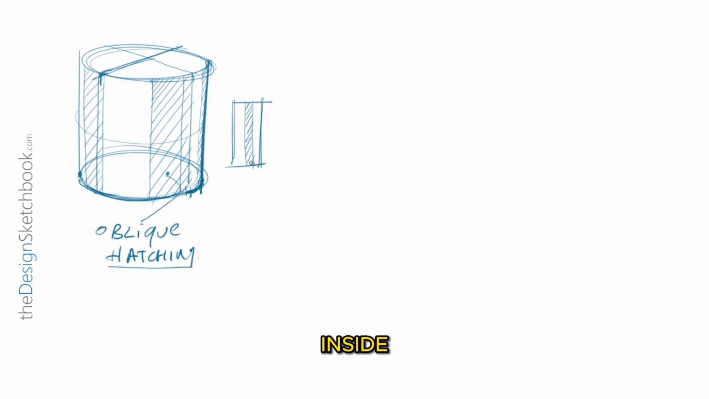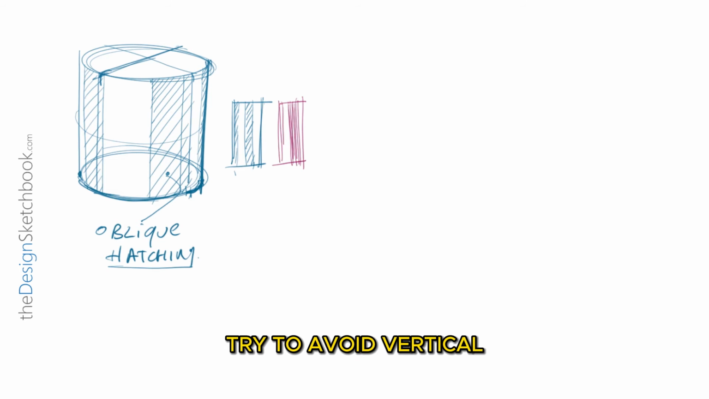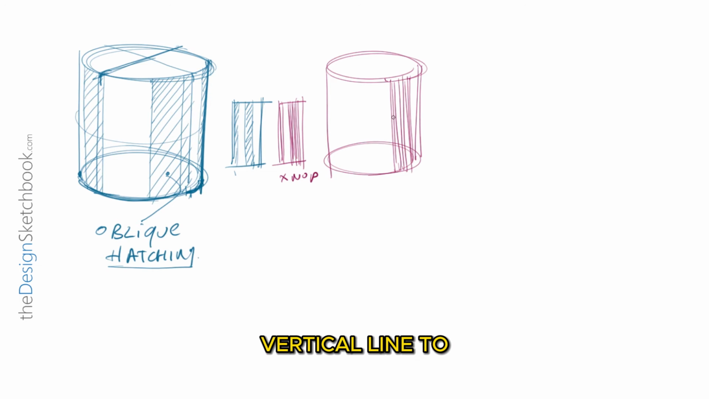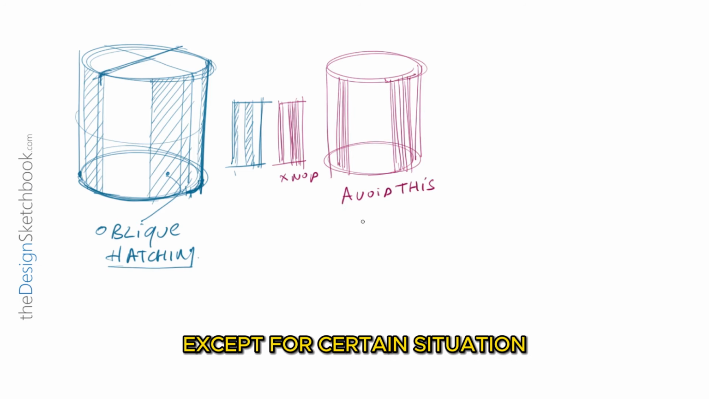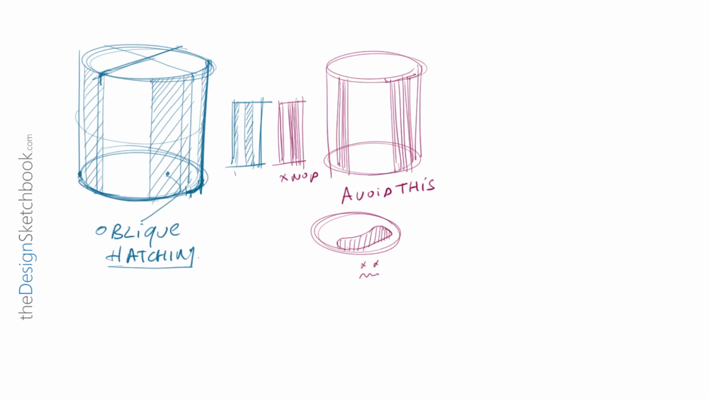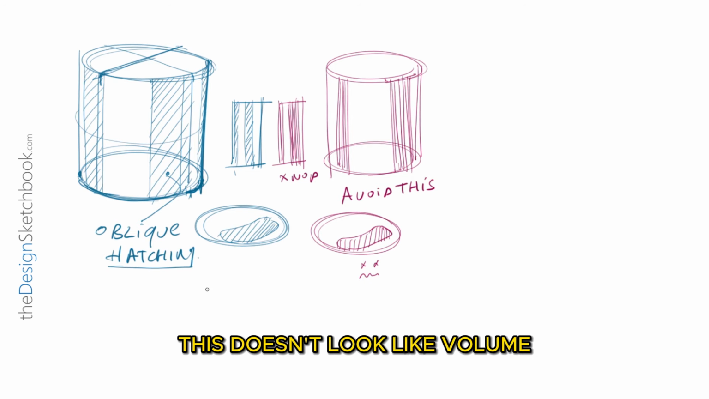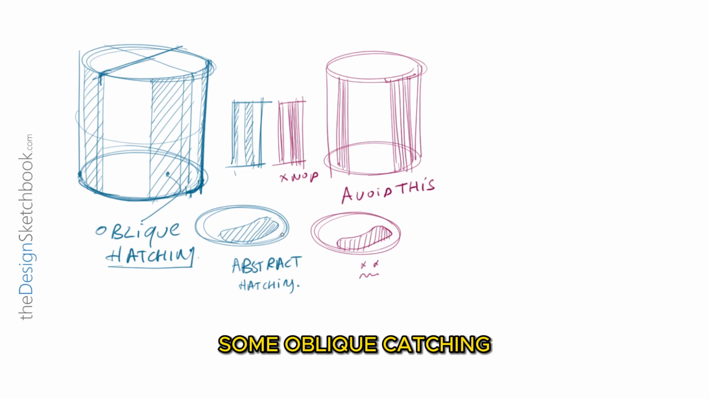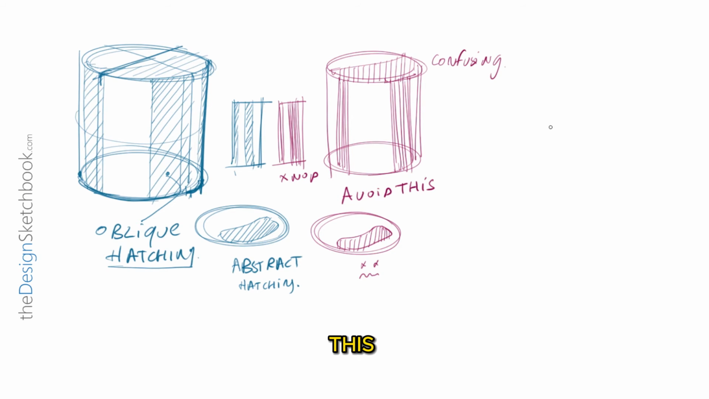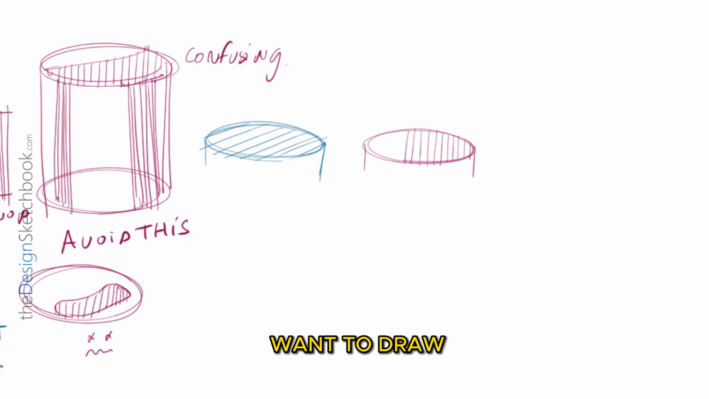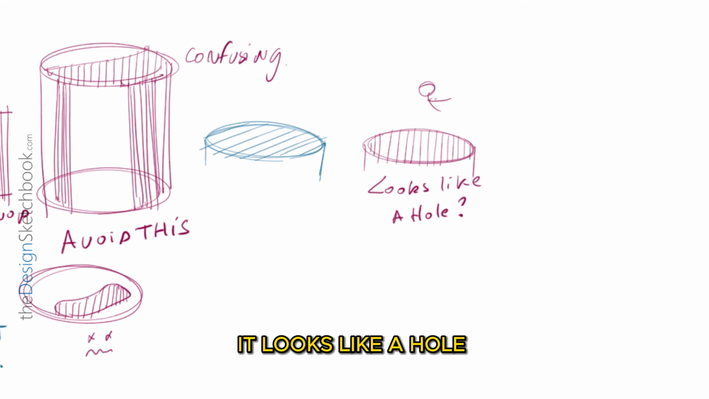hatching inside. So try to avoid vertical hatching, I would say, vertical lines to try to impress the volume, except for certain situations, but most of the time, try to avoid them. As you can see here, this doesn't look like a volume, but when you draw some oblique hatching, there is some abstract feeling that actually fits well for drawing with shadow and lighting effect. So when you want to draw, for example, the top of the cylinder, it looks like a hole, right?